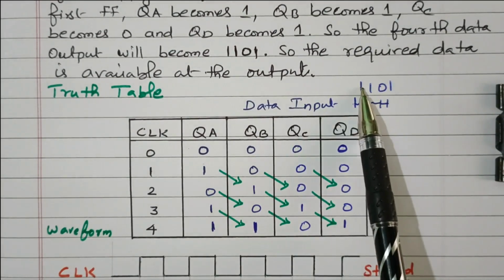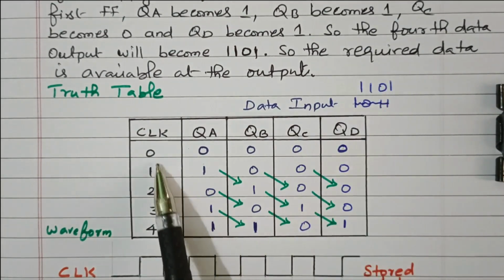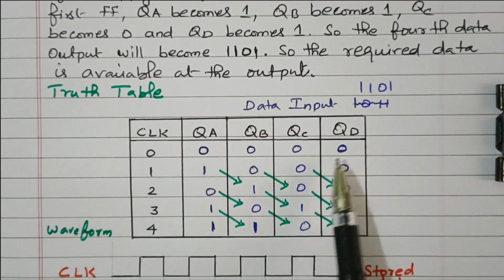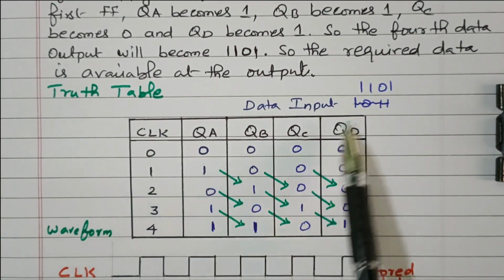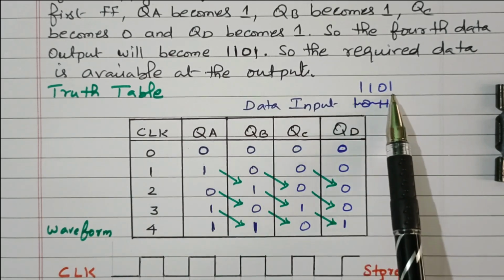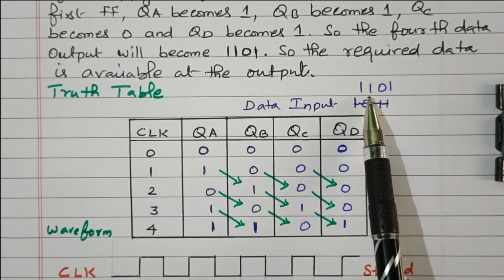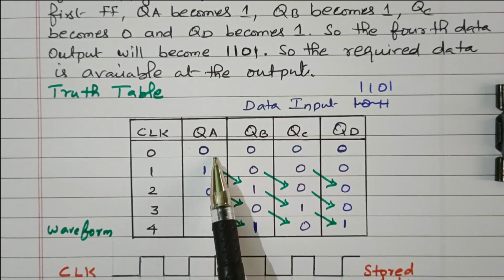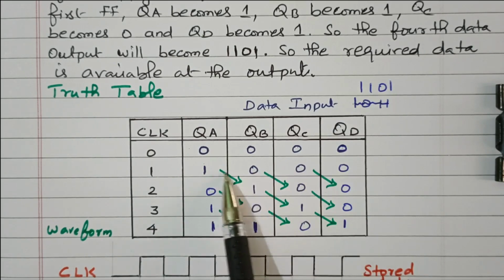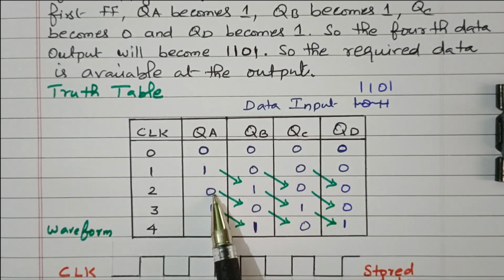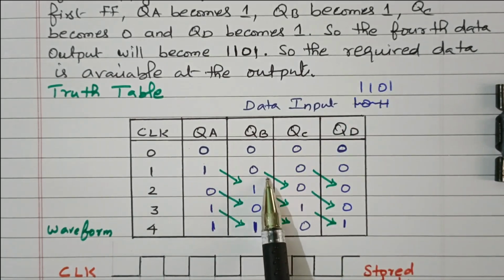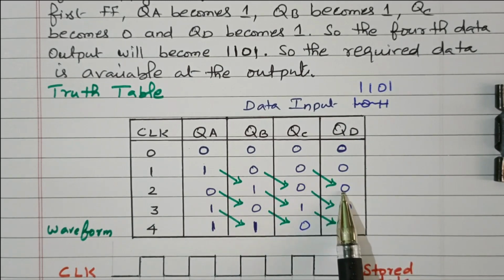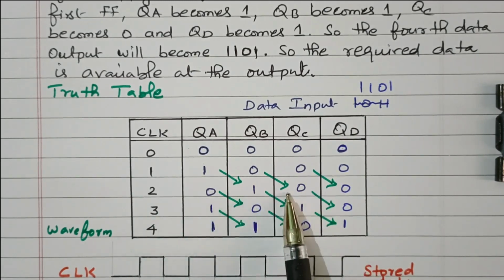Now we'll see the truth table. The data we need to store is 1101. Initially all the outputs are 0. In the first clock pulse we apply 1. Starting from the LSB, first we need to apply 1, 0, 1, 1. So the first 1 is applied, and QA becomes 1, while the remaining are 0. In the second step the 0 is applied, and the data moves to the next flip-flop. So now it becomes 0, 1, 0, 0.